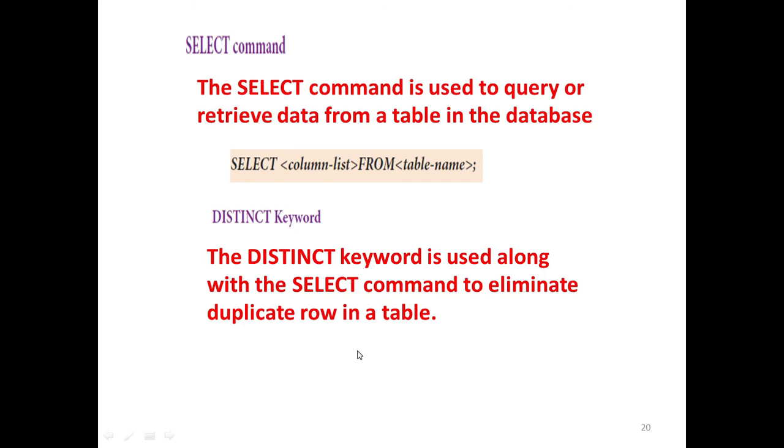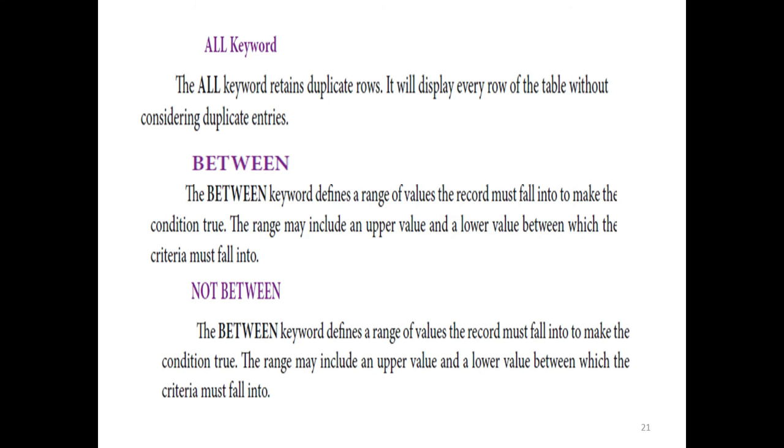This is a two mark question for you, very simple: what is the select command, or explain the select command? It's another two mark question: explain the distinct keyword. Okay. The next one, the all keyword. The all keyword retains duplicate rows. It will display every row of the table without considering duplicate entries. The duplicate entries can be retained with the help of the all keyword.